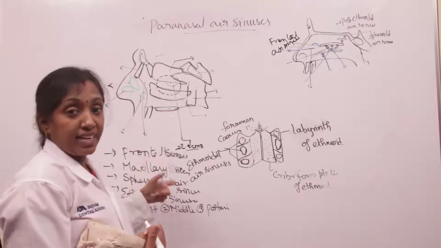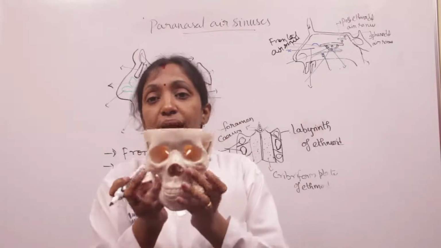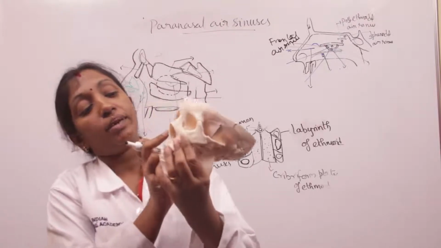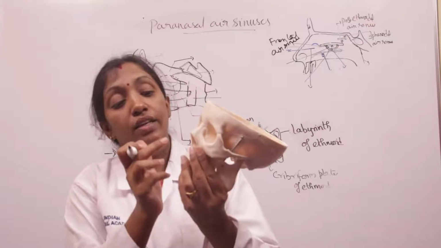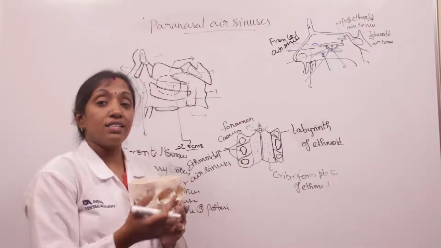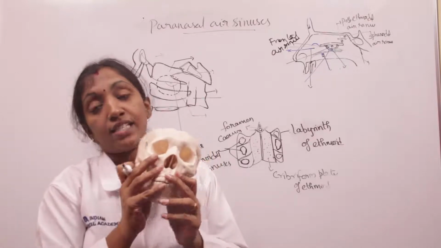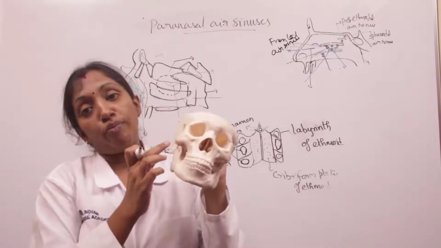Coming to the maxillary sinus, it is present beneath the maxillary bone. So this bone we call maxilla, right? So it is present beneath the maxillary bone, and the maxillary air sinus is the largest of the paranasal air sinuses of the body. Okay, so the maxillary air sinus is in the shape of a pyramid.